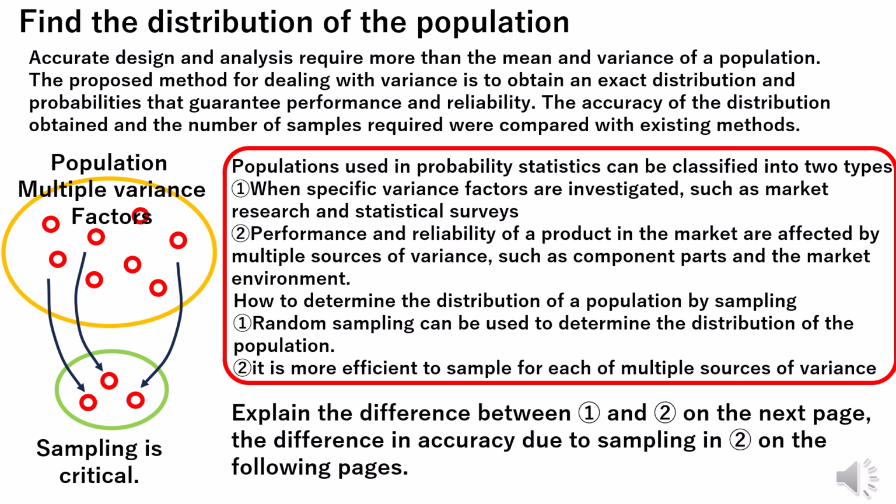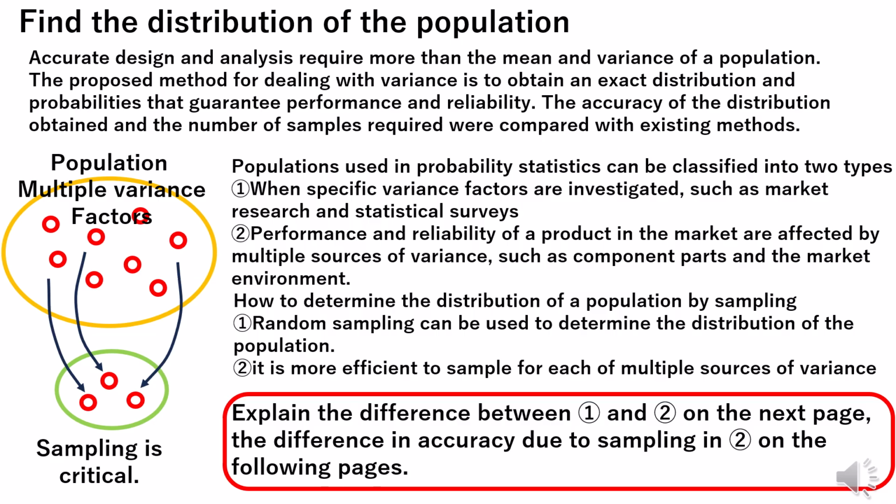In the latter case, since the population has a complex structure, random sampling may not provide enough information even for a large sample, and the shape of the distribution may not be stable. On the next page, I will explain the difference between a simple population and a complex population. On the following pages, I will compare the existing method and the method proposed in the method for dealing with variability to clarify the number of samples required and the accuracy of the generated distribution when obtaining the distribution for the complex population in 2.